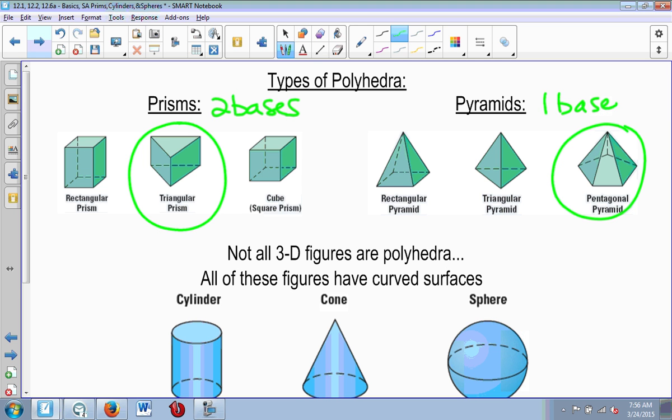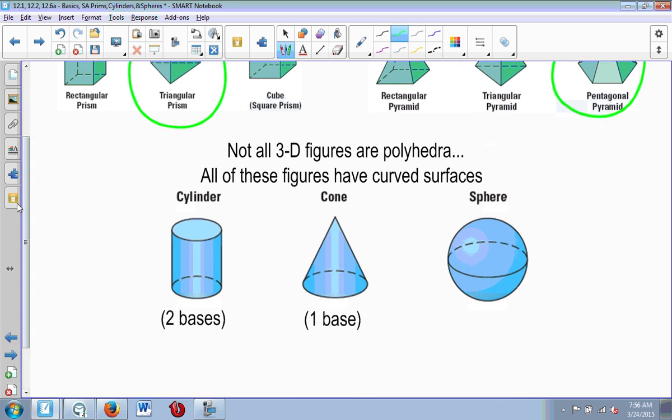Something that's important to remember is that not all 3D figures are considered to be polyhedrons. A polyhedron is a 3D figure that has all polygons as its faces. So anything with a curved surface is actually not considered to be a polyhedron. Polyhedrons have all sharp edges. So a cylinder has circular bases and it's curved, so it's not a polyhedron. Cones have a circular base and it's a curved surface. Same thing with a sphere.